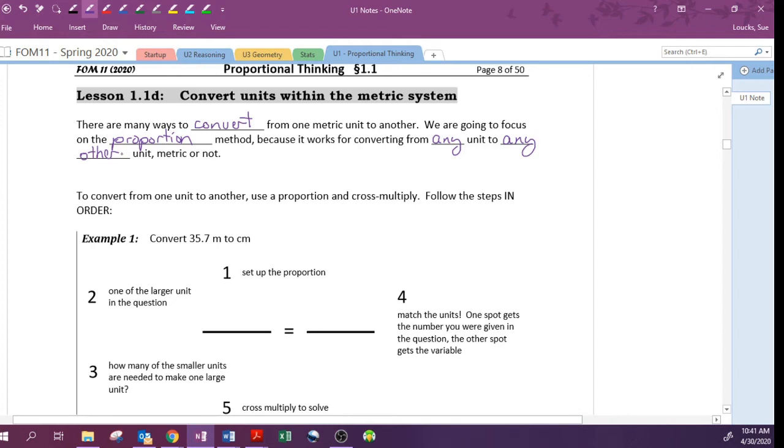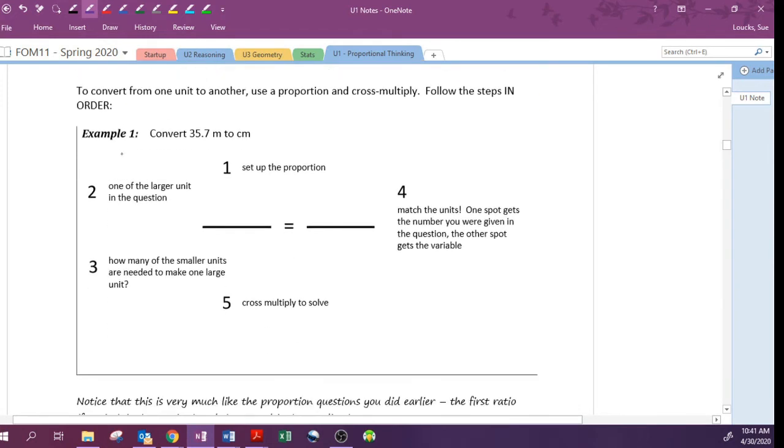Okay. All right. So here are the steps. And when you do the steps, it's essential that you do them in order. Okay. So step 1 is to set up the proportion, which is to write something equals something. Okay, and this something is actually a fraction. Okay, there's space above and below it, but that's the first step, and I've got that done for you already. Okay, step 2, you're going to write one of the larger unit in the question. And so the larger of centimeters and meters is meters. So I'm going to put 1 meter in the numerator of my first side of my proportion.